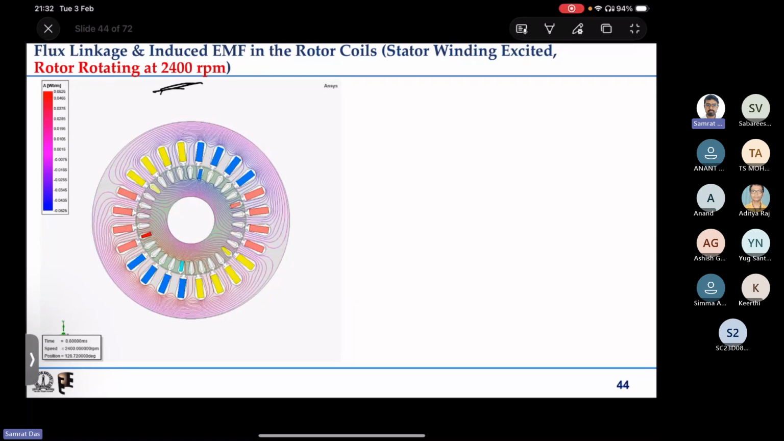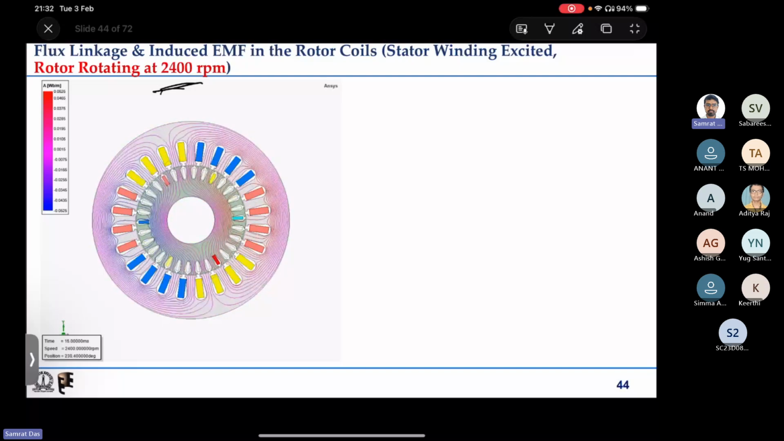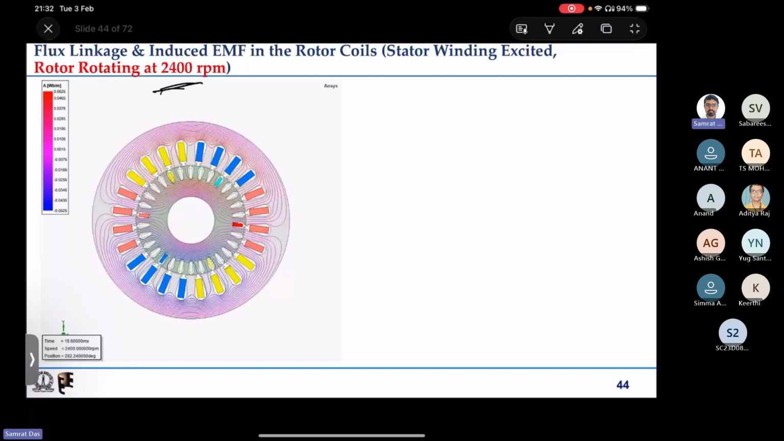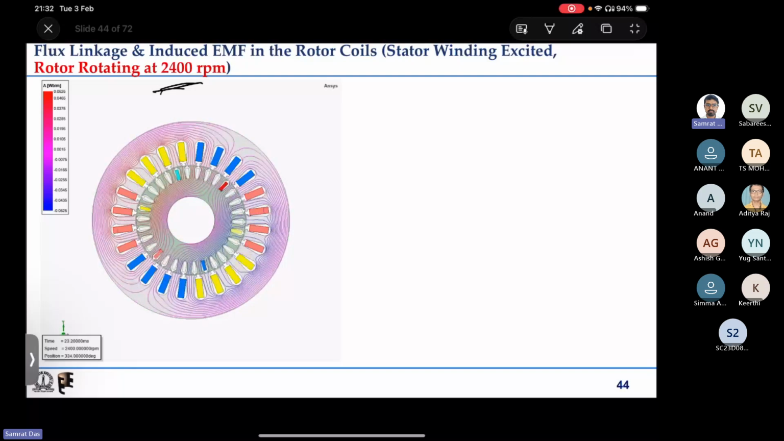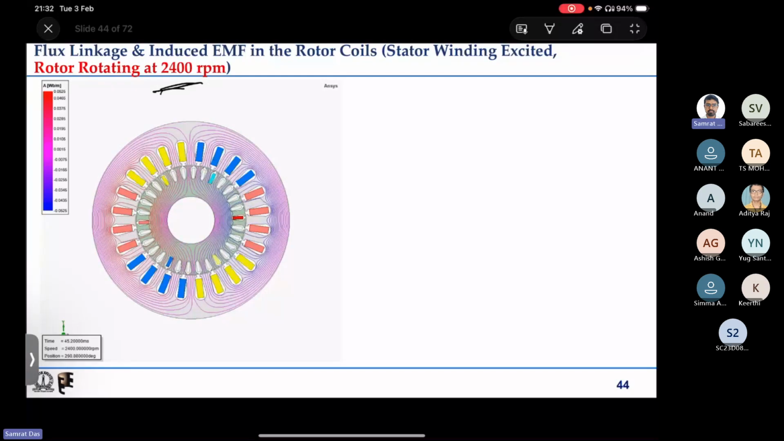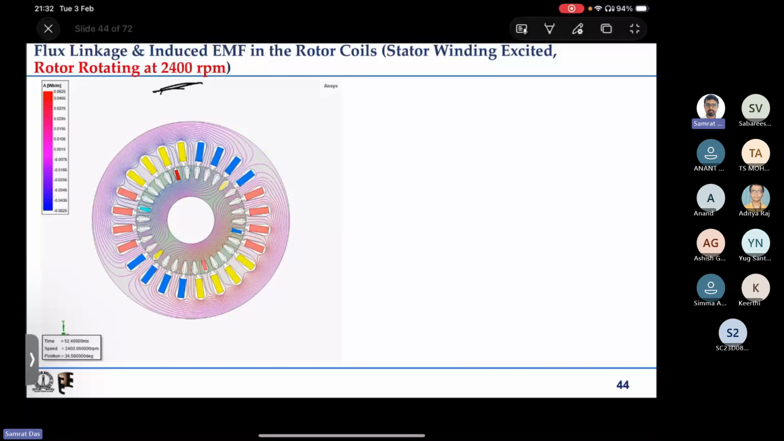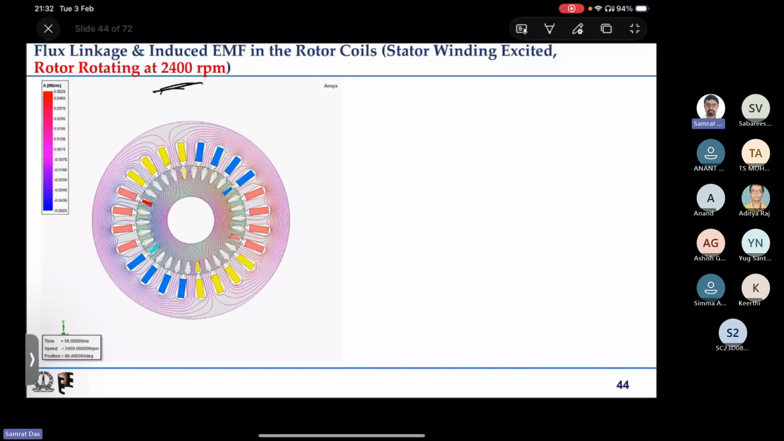Now if I run the animation, again you can see that in this case also we have the stator excitation only, the rotor is not excited, and the rotor is rotating at 2400 rpm, some number. Let us try to see what the flux linkages and induced EMFs are in the rotor coils in this case.